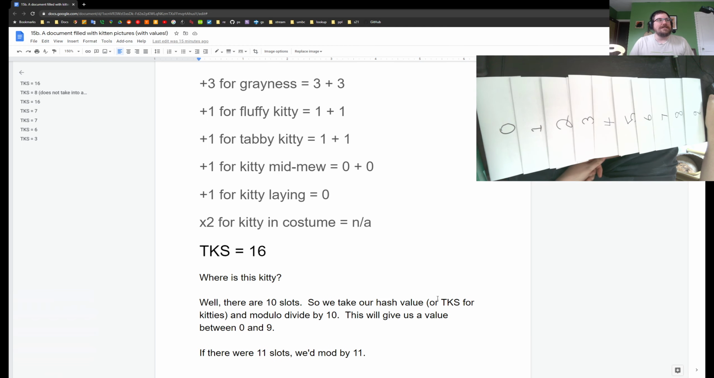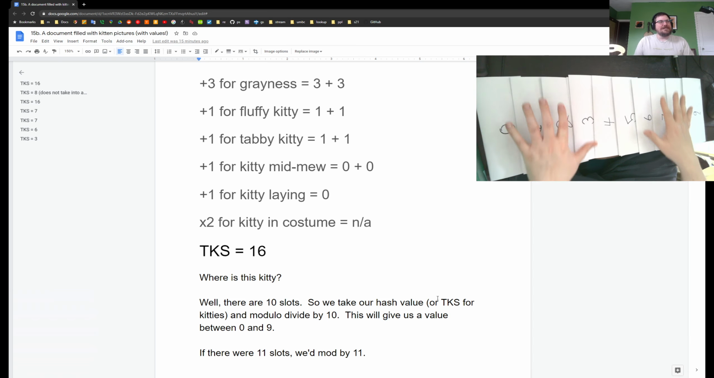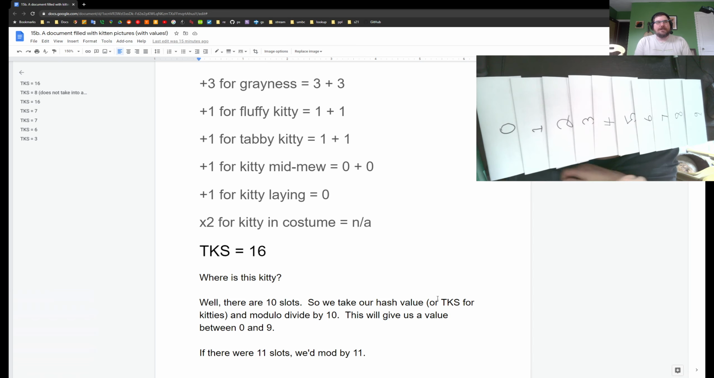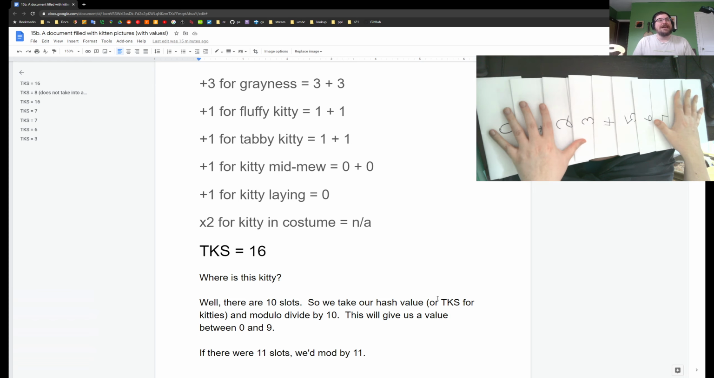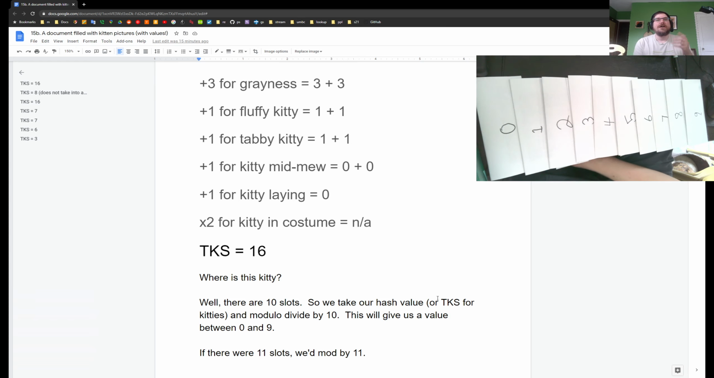16. So where are these kitties? Where do we find these kitties? Well, there's 10 slots in our hash table. So this is our hash table of kitties. And the way it works is we want to get to our kitties in constant time. So what we're going to do is look at our kitty's total kitty score, and then we're going to modulo divide it by the amount of slots in our hash table. So if I had 11 slots or 12 slots, I'd mod by 11 or 12, but here I have 10 slots for the sake of simplicity. So we're going to do 16 mod 10 to find the slot that the kitty is in.